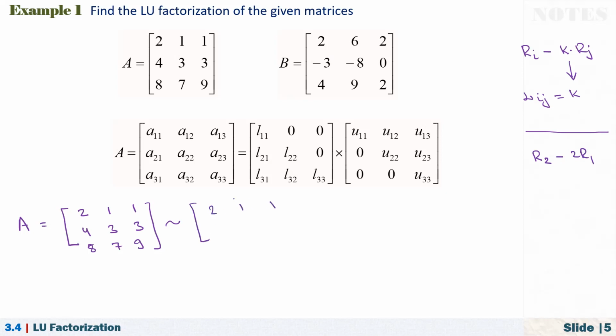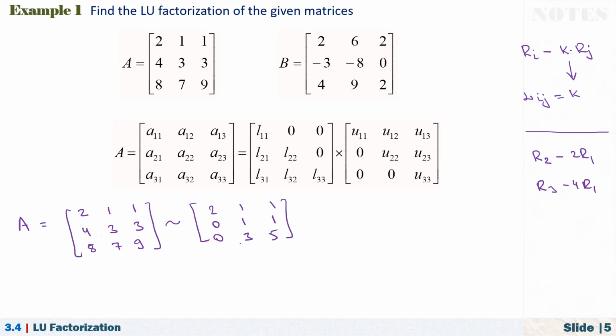So that is 2, 1, 1. Multiply the first row by -2 and add it to the second row. -4 plus 4, that's equal to 0. -2 plus 3, that's equal to 1. -2 plus 3, that's equal to 1. And here we have R3 minus 4 times R1, right? If you multiply the first row by -4 and add it to the third row, we can create 0 under this 2. So -8 plus 8, that's equal to 0. And -4 plus 7, that's equal to 3. -4 plus 9, that's equal to 5.